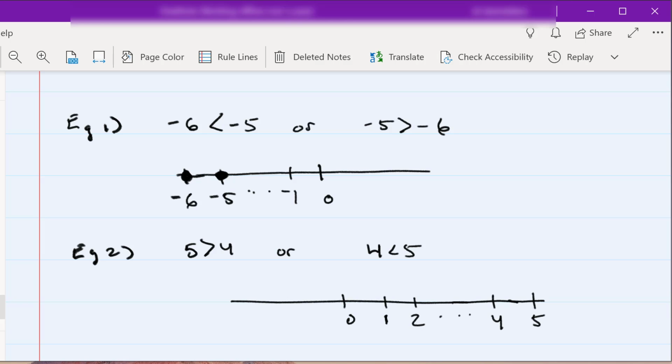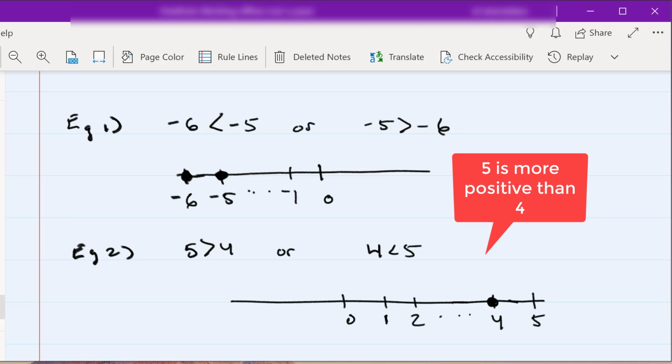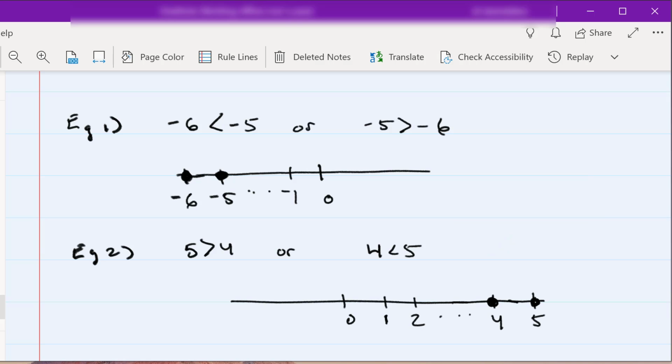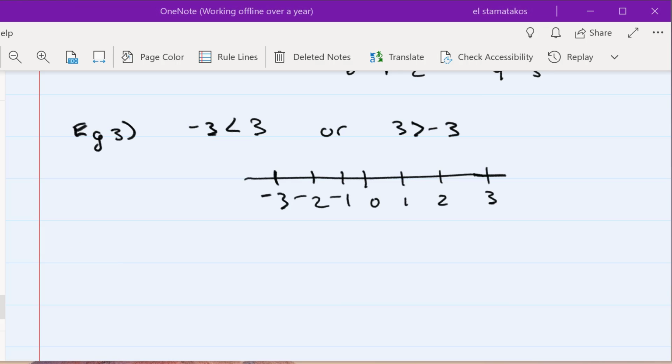Let us look at example 2. 5 is greater than 4, or 4 is less than 5. If we look at the number line with 0 and we go to the right 4 units, we hit 4, and then we go one more to the right, we hit 5. So 4 in this case is less than 5. 4 is closer to 0 than 5 is. Let us look at example 3, comparing -3 and +3.